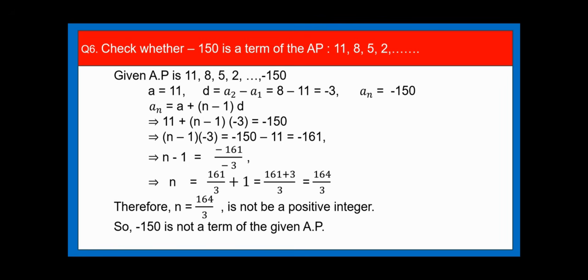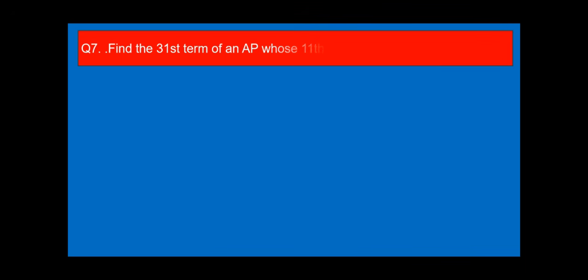Good. Now let us solve question number 7. Here is question number 7. Look here. Find the 31st term of the AP whose 11th term is 38 and 16th term is 73. I shall repeat. Find the 31st term of the arithmetic progression whose 11th term is 38 and 16th term is 73. Here look at the question.